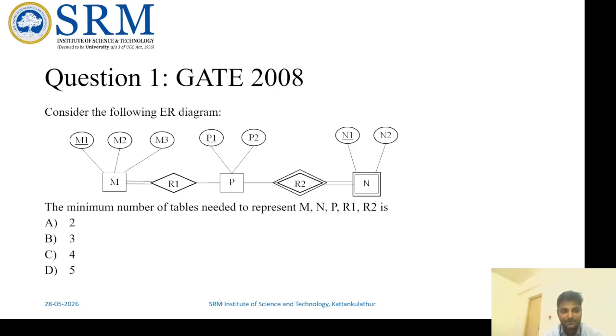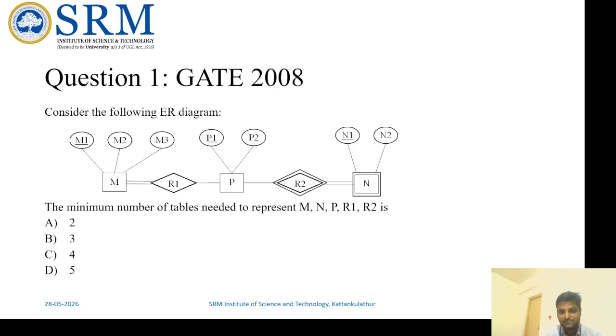The attributes are shown. For example, for entity M, the attributes are M1, M2, M3. The primary key is labeled by underline for all. And the question is, the minimum number of tables needed to represent M, P, N, R1, R2 is, the options are 2, 3, 4, and 5.